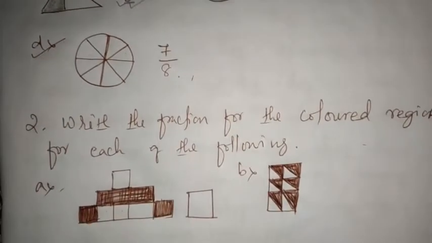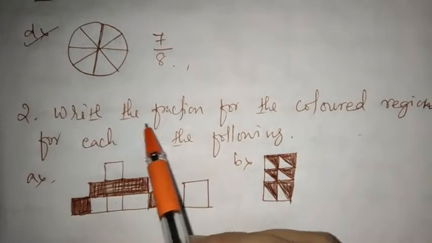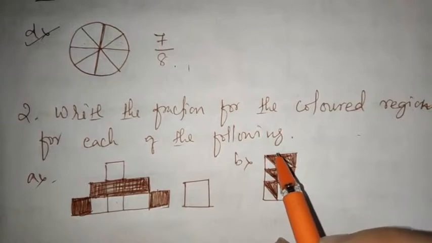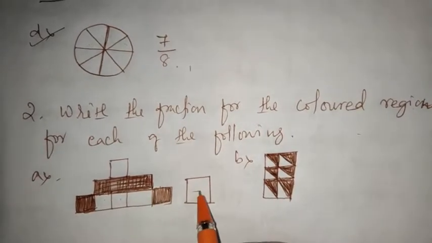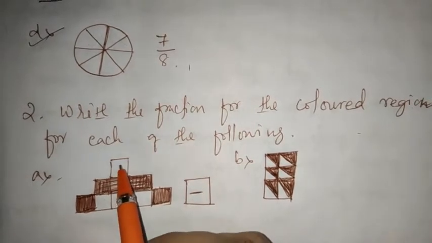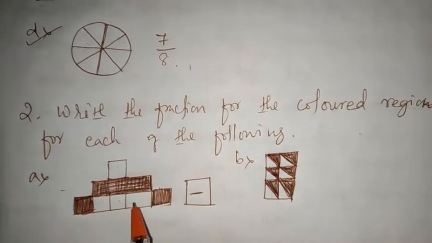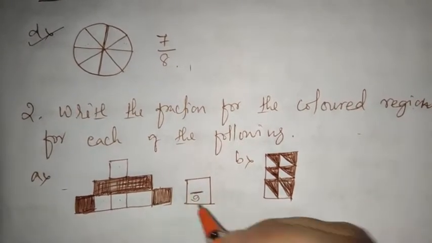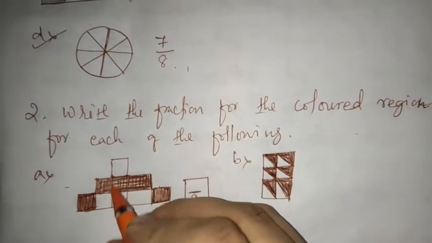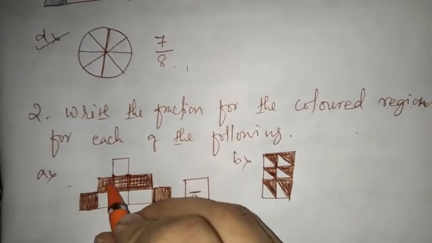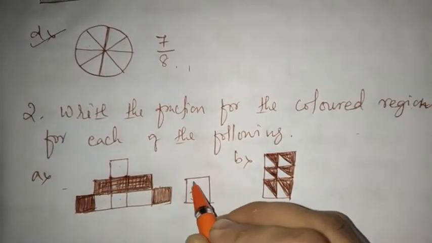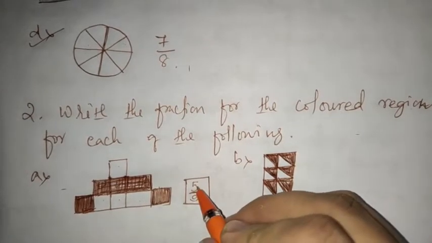Okay, proceeding to question number 2, we have: write the fraction for the colored region for each of the following. So how many parts are there actually? First of all, over here you have to fill this blank. So how many parts are there? 1 2 3 4 5 6 7 8 9 parts are there. So you'll write below, 9. And out of the 9, how many boxes are shaded? Just count it, 1 2 3 4 5. So out of 9, 5 parts are shaded. That means the fraction will become 5/9.